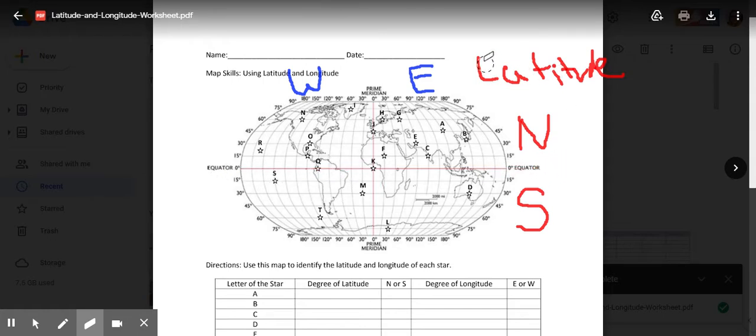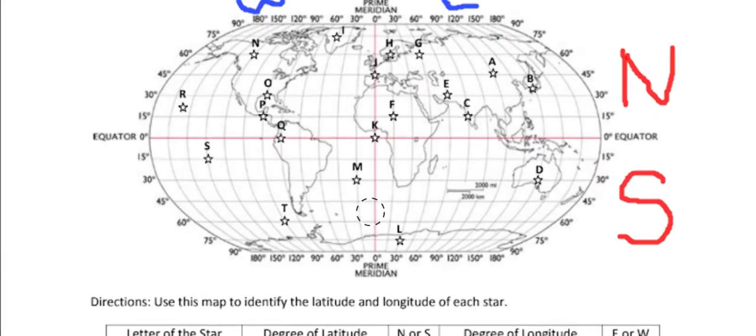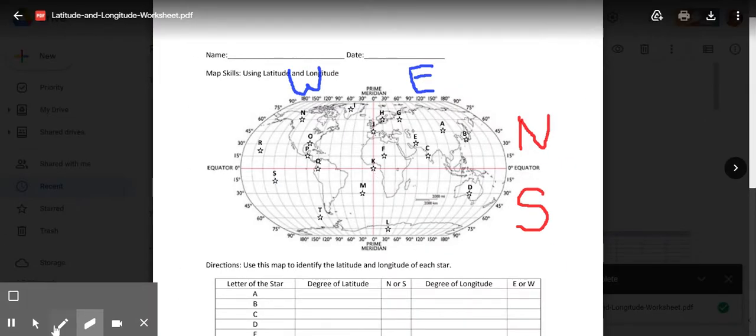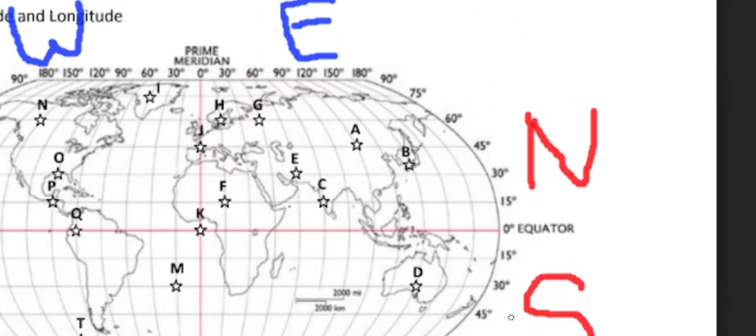Now, to find your longitude and latitude points, it is GPS coordinates. And longitude and latitude give you a more exact location than just saying, like, Webster is at 240 in Santa Fe, or Walmart is at 240 in Santa Fe. These are the exact locations.